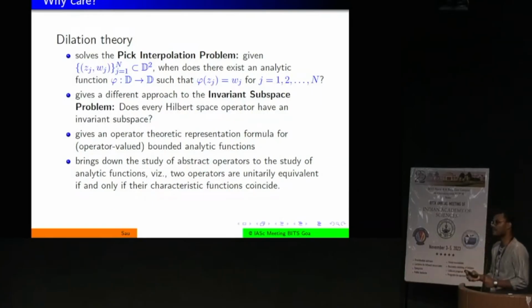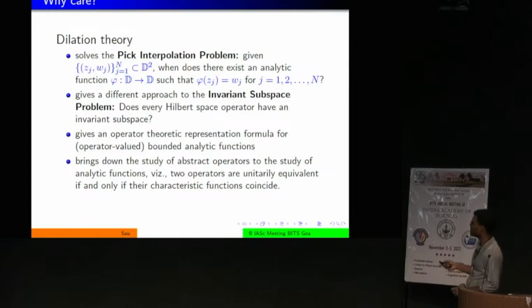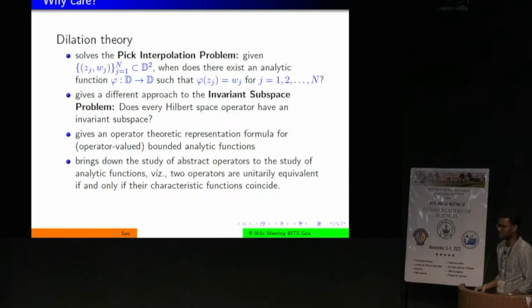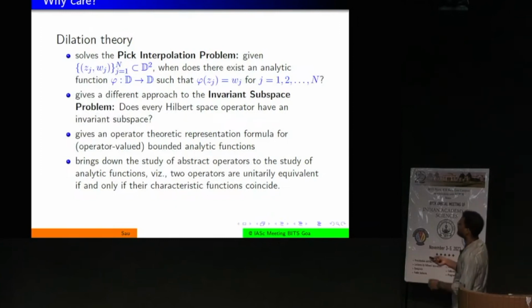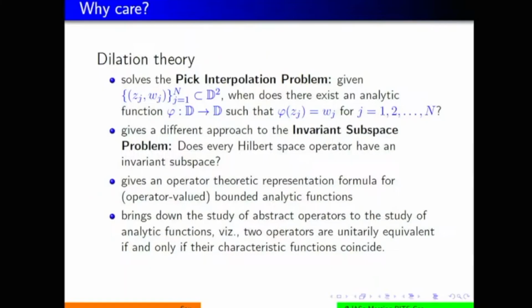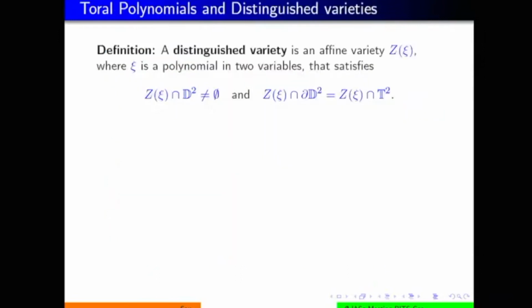The theory of analytic functions is very rich. So, it helps to think of operators as functions in some way. A concrete example that demonstrates this statement is: two operators are unitarily equivalent if and only if some analytic functions corresponding to them coincide. Okay, so there is a notion of coincidence here.